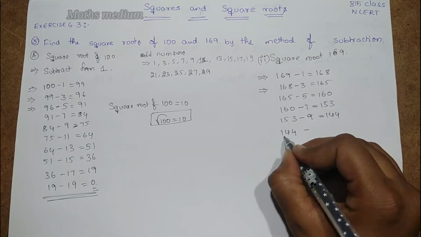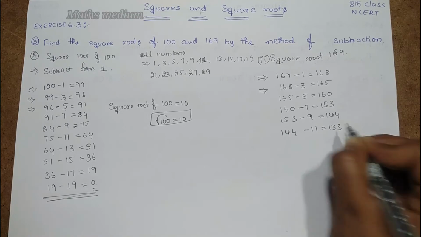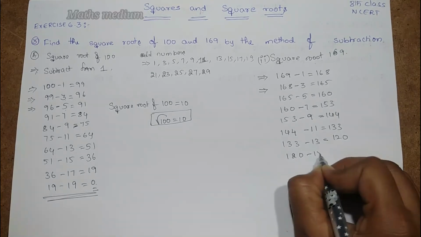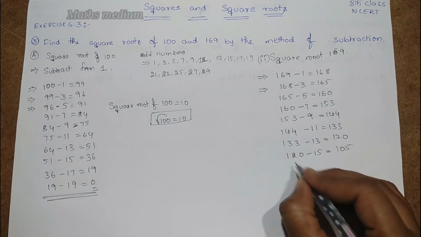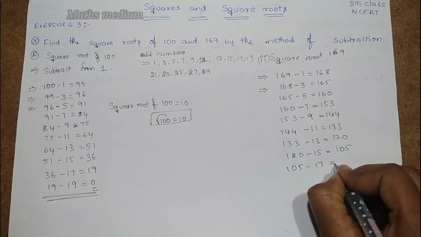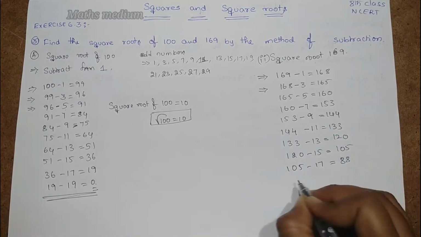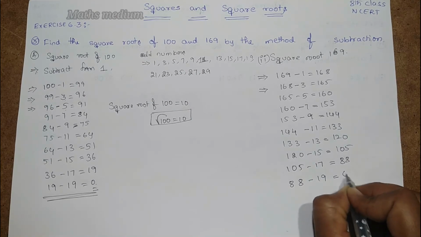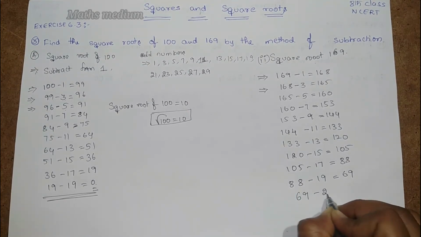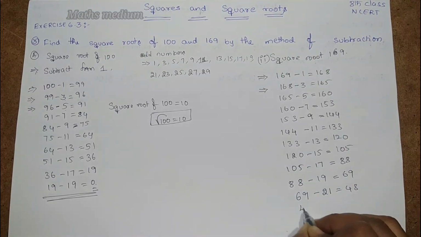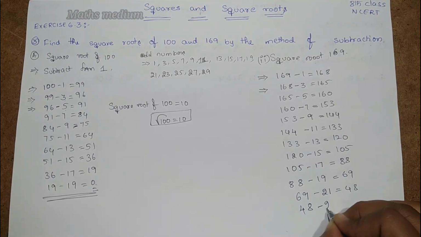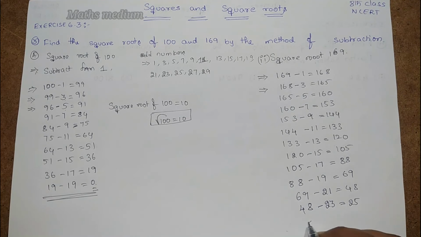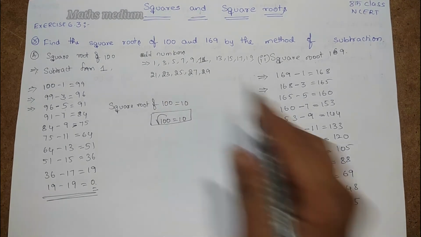144 minus 11 is equal to 133. 133 minus 13, 120. 120 minus 15, we get 105. 105 minus 17, we get 88. 88 minus 19, here we get 69. 69 minus 21, here we get 48. 48 minus 23, we get 25. Finally, 25 minus 25, after 23.